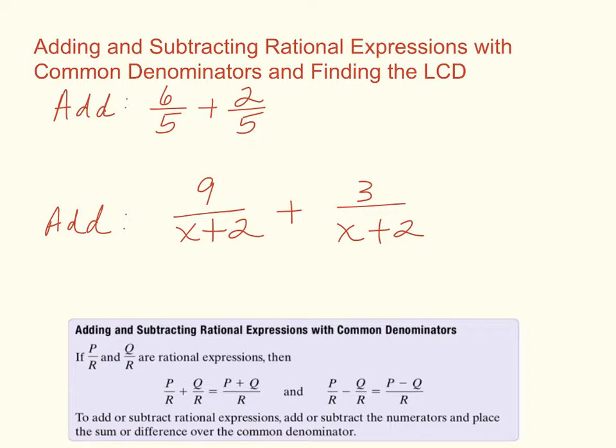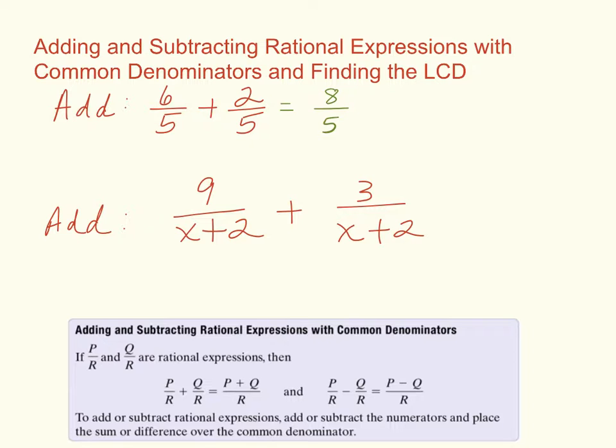So in the first example, we have 6/5 plus 2/5. Well, since the denominators are the same, we're going to come up with 8/5. Okay? And 8/5 cannot be reduced. There's no need to write it as a mixed number. Just leave it like that. Okay? But the same thing is true when you are adding, as in this second example.